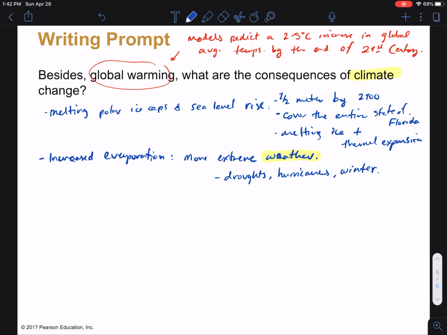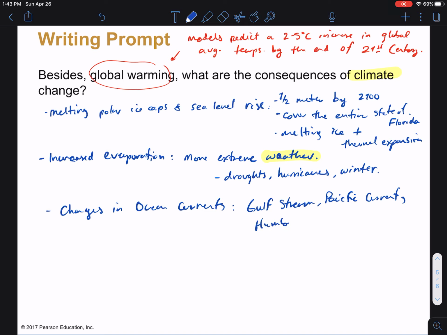Yeah, so a couple things I'll add to this on my own, and this one is related to the extreme weather, is that we may get big changes in ocean currents. Some you might be familiar with are the Gulf Stream, the Pacific Current, and locally off the coast here, we have the Humboldt Current. Now, these are vital for the fisheries industries and also have a big impact on weather.